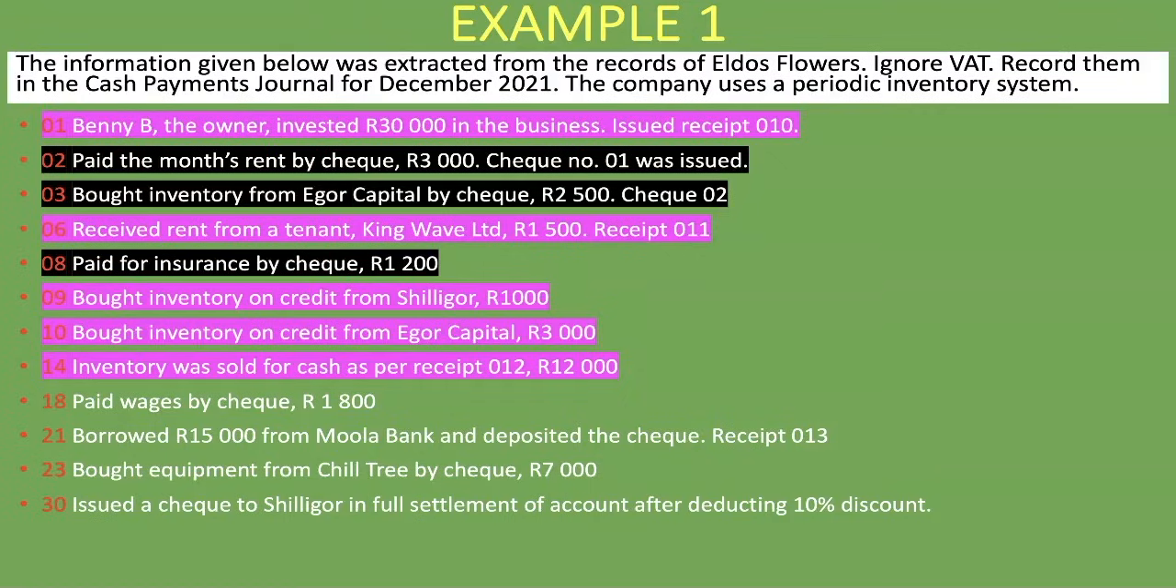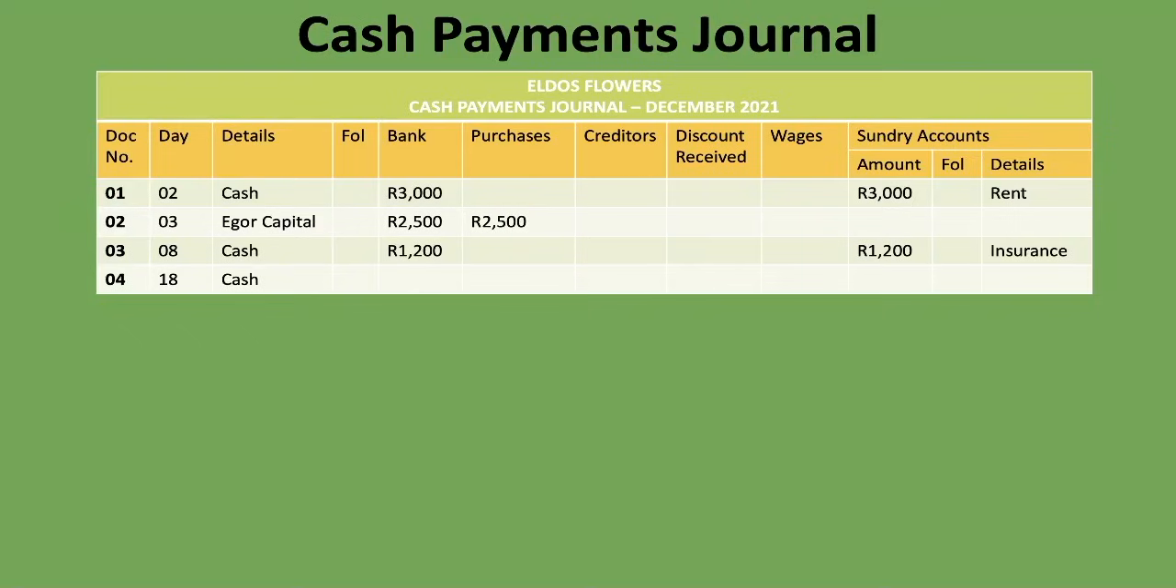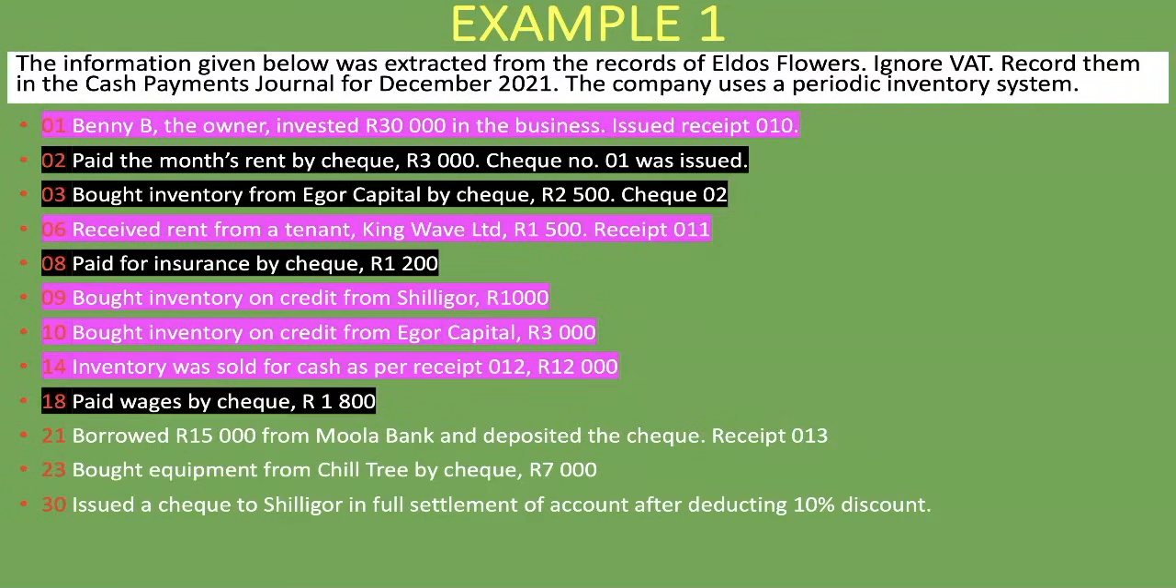So here for wages, we're going to put it as cash. Usually when you have wages, you put it as cash and you put the amount there, 1,800. Now, do we have a column for wages? Yes, we do. If we have the column for wages, that's where we put the 1,800, and that's the last column before sundry account. So we put the 1,800, and we've just completed that one. So let's go back and highlight that one.